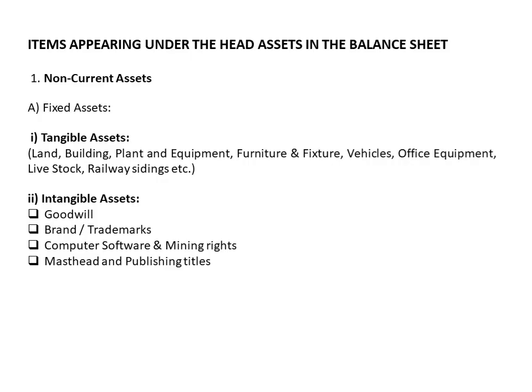So now let us have a look at fixed assets. In fixed assets, we have tangible assets and intangible assets. Like you all know, land, building, plant and machinery, furniture and fixture, vehicle, etc. come under tangible assets. Under intangible assets, we will be having items like goodwill, brand, trademark, computer software and mining rights, and masthead and publishing title.